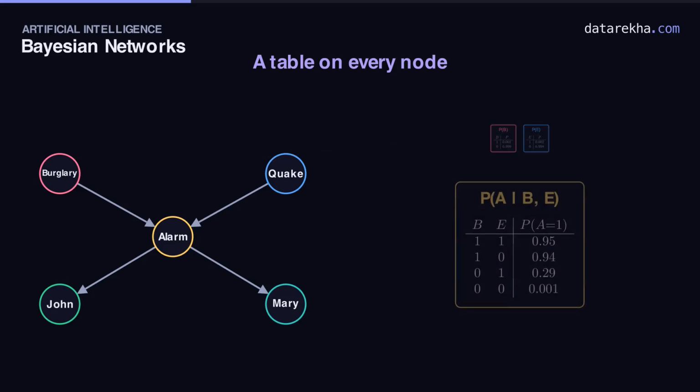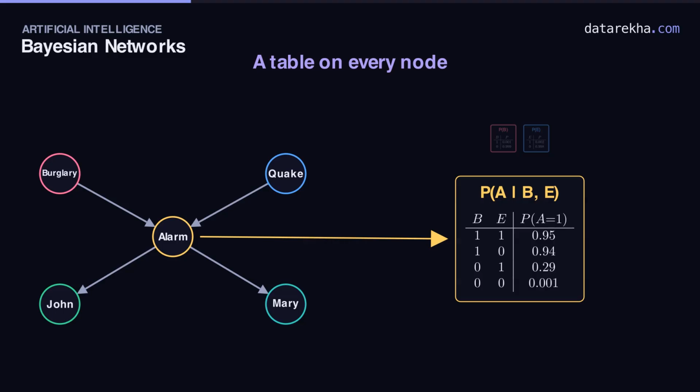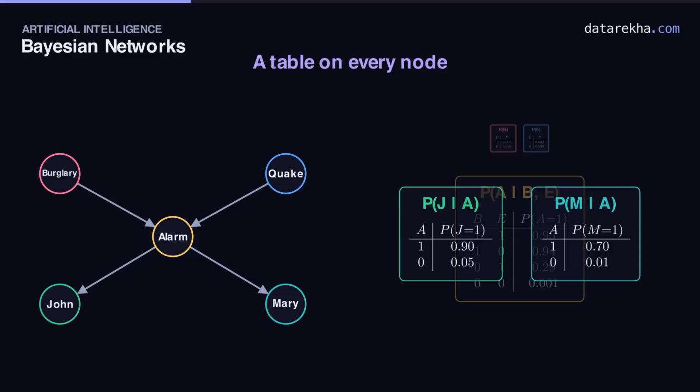Now the alarm, the interesting one. Two parents, so its table needs a row for every combination. 4 rows. With both events, it almost surely fires, 95%. With neither, it's essentially silent, 1 in 1,000. And the two neighbors, each has one parent, the alarm. So each table has 2 rows. If the alarm rings, John calls 90% of the time, Mary 70. And even in silence, they occasionally call by mistake.